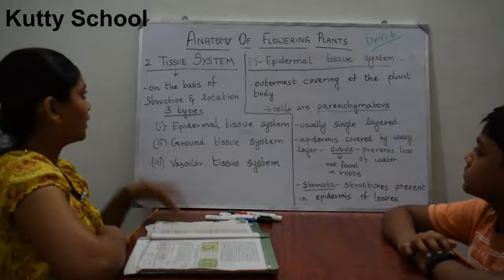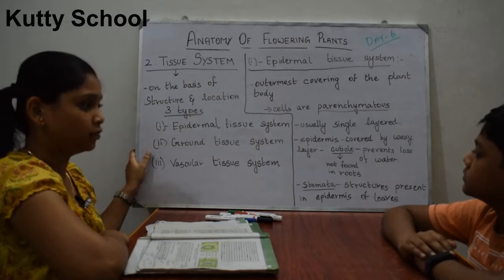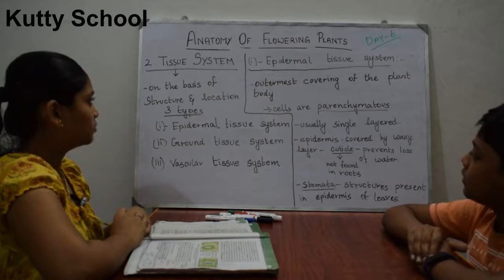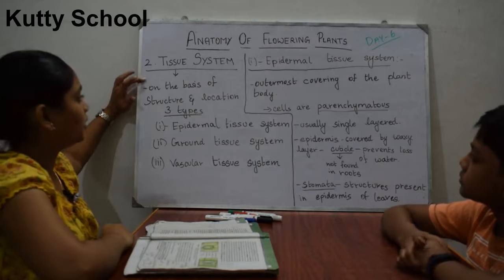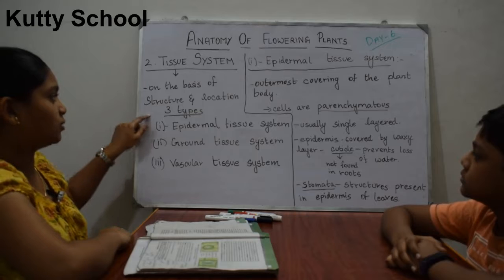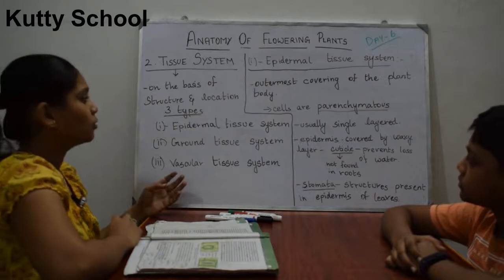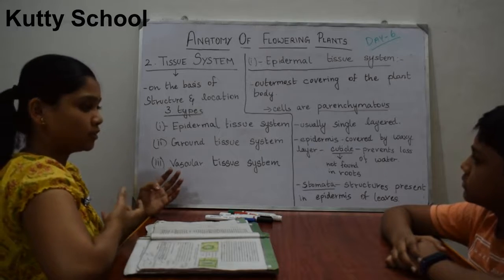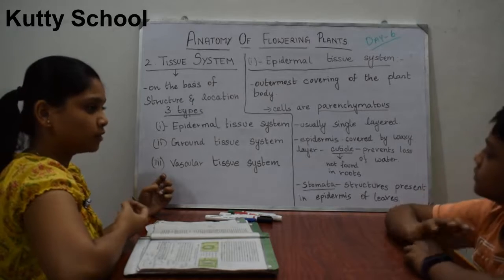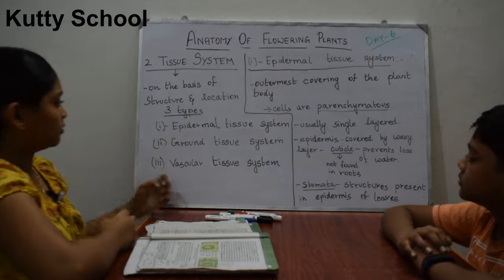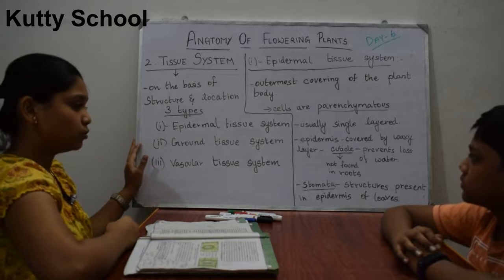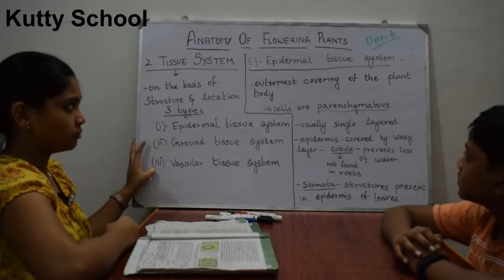So now we are coming to the second topic, which is the tissue system. This tissue system is classified based on structure and location. It is classified into three types based on structure and location. What is the structure of these tissues, and where do these tissues originate? There are three types: the epidermal tissue system, the ground tissue system, and the vascular tissue system.